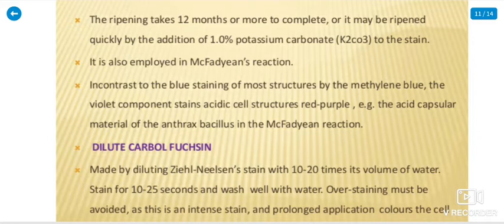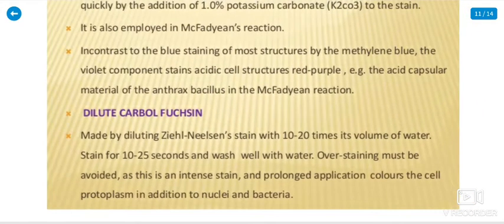In contrast to the blue staining of most structures by the methylene blue, the violet component stains acidic cell structures red-purple. Example: the acid capsular material of the anthrax bacillus in the McFadyean reaction.